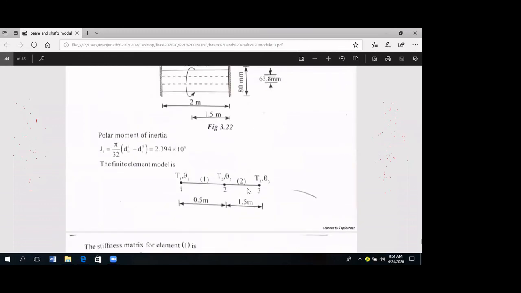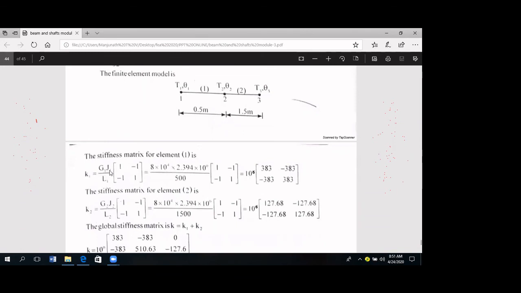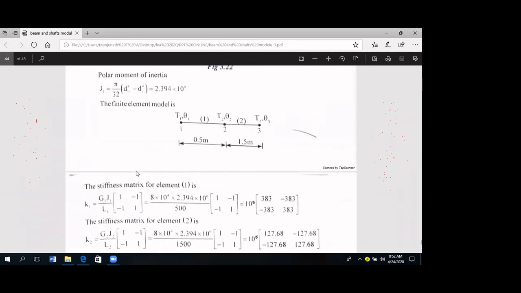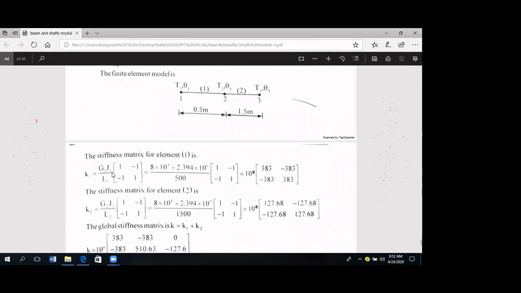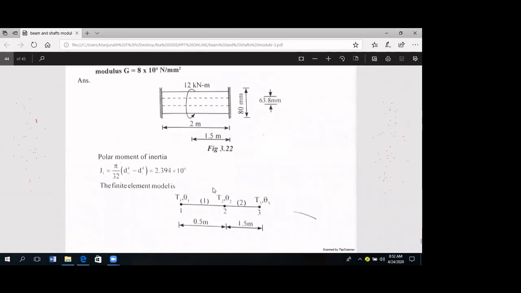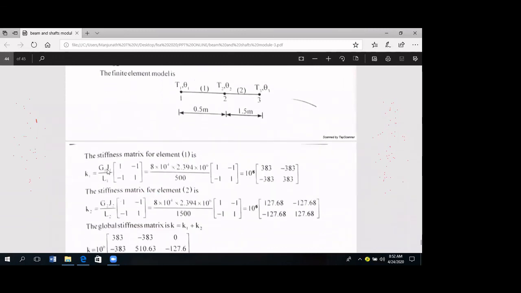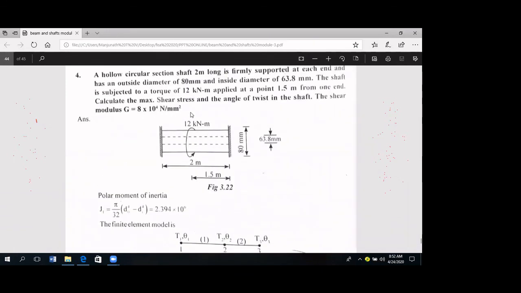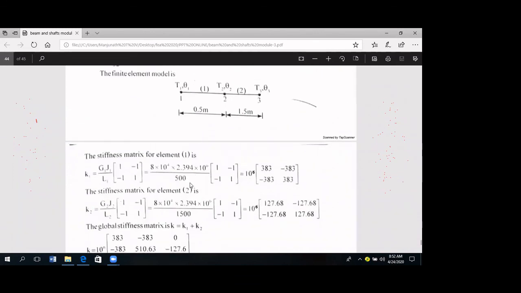For this, we have two elements, and for the two elements we need to calculate the elemental stiffness matrix. K1 equals G1 J1 divided by L1, times [1, minus 1; minus 1, 1]. Substitute the G and J values here. It is a uniform cross-section shaft, so G and J remain the same, only the length of the element is different. The first element has 0.5 and the second element has 1.5. G and J are given in millimeter, so consider the length also in millimeter. 0.5 meter equals 500 millimeter.